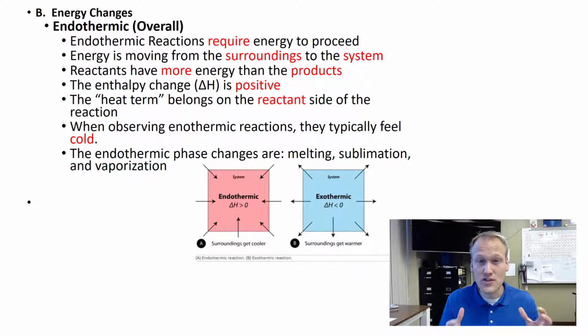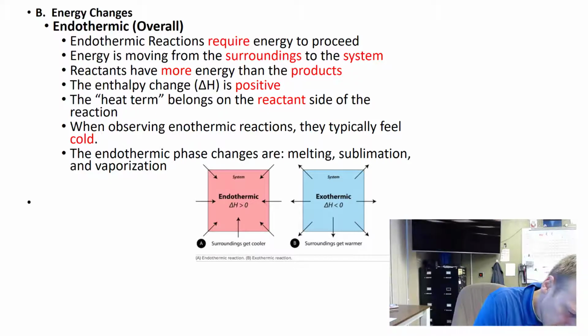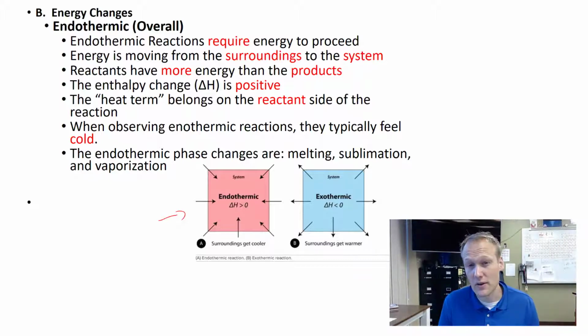Typically, these reactions and the surroundings will feel cold. If you touch a test tube where an endothermic reaction is taking place, the test tube is going to feel cold because the reaction inside the test tube is absorbing heat from the test tube. There are physical endothermic phase changes: melting, sublimation, vaporization. We've talked about these in earlier sections. This graphic down here can be really helpful. It shows that in an endothermic reaction, the system, which is the actual chemicals involved, is gaining heat from an outside surrounding location. Therefore, the surroundings are going to get colder.